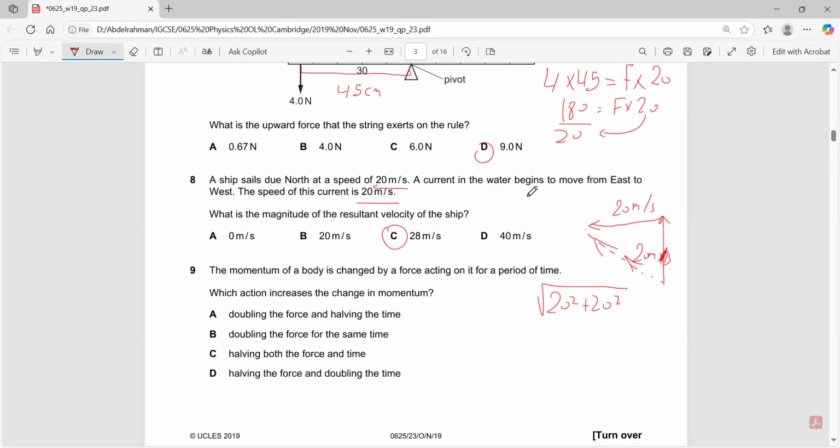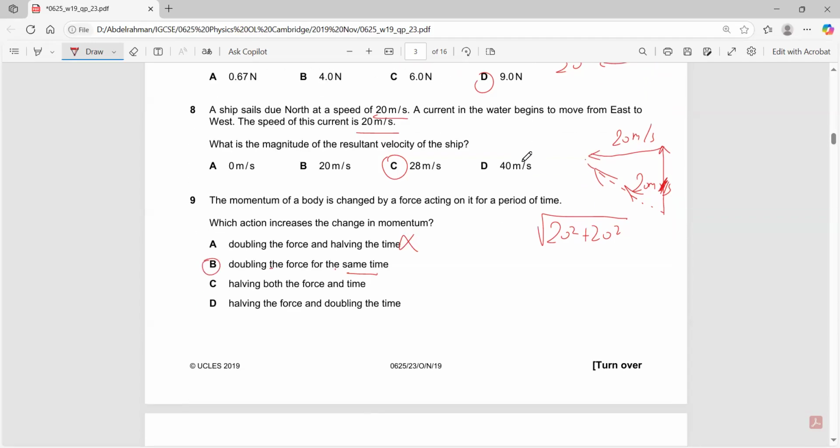The momentum of a body is changed by a force acting on it for a period of time. Which action increases the change in momentum? How can I increase the change in momentum? Doubling the force and halving the time would be the same momentum. Doubling the force for the same time: yes, you need to double the force and leave the time as it is.